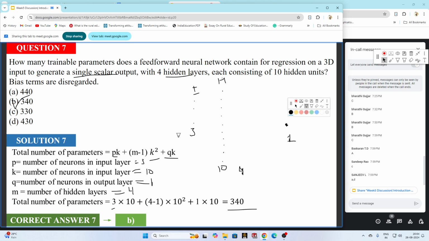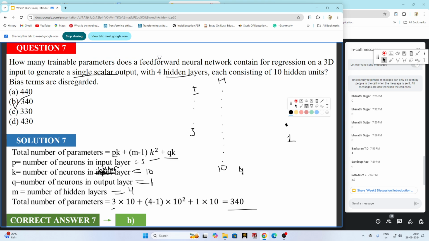Sir, can you please repeat the p, k, q, m values? Also, p is the number of neurons in the input layer, and k is the number of neurons in the hidden layer, not the input layer. Can you tell me the values of these, sir? 3, 10, 1, 4.